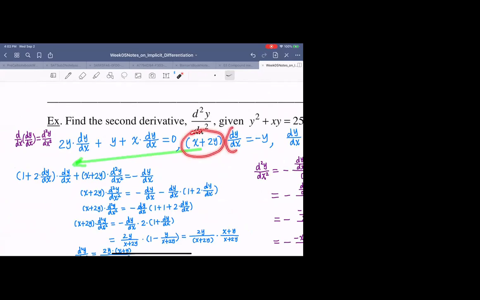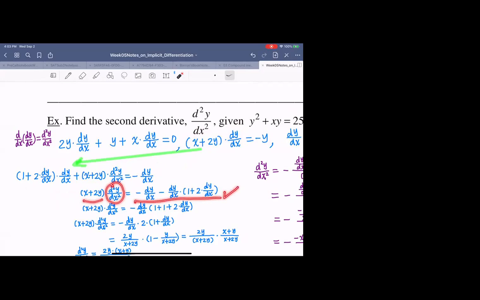And I copy down this. Product rule, this guy's derivative times this, plus I copy down this term and then I do the derivative here. Equals negative y derivative, which is negative dy over dx. Then I move this term to the right. So x plus 2y times the second derivative equals this part. Do you have this stage?